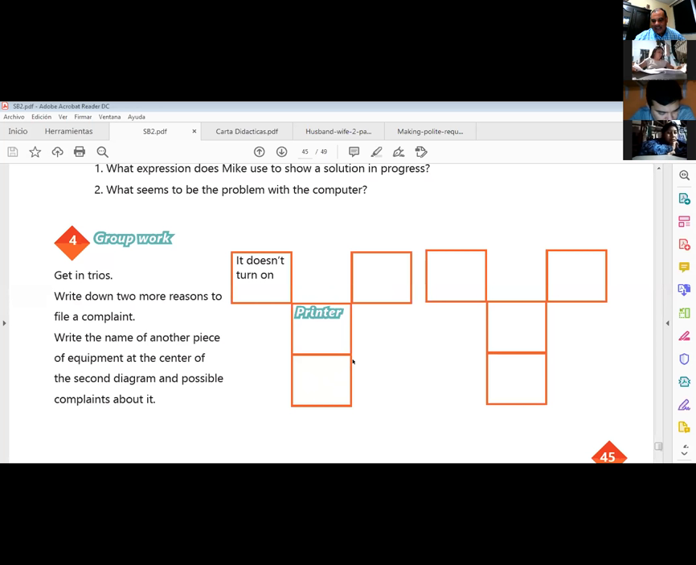Okay, now you're gonna decide with your trio, and then you're gonna come with another piece of equipment. Here is the printer. In this one, you are going to decide a computer, the internet, whatever. Is that clear? Yes. Okay, very good. Here we go. So in groups, we're gonna make five groups, okay?